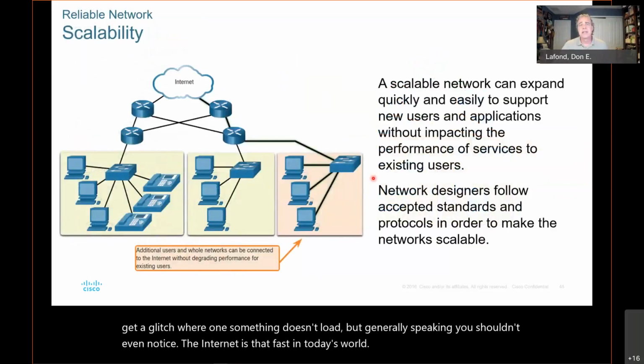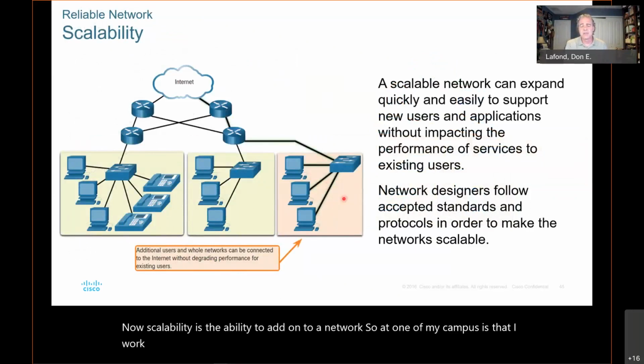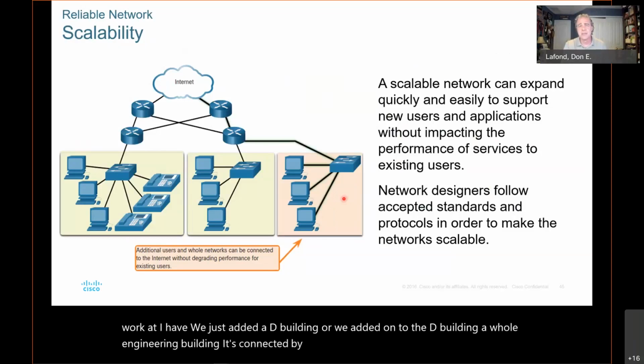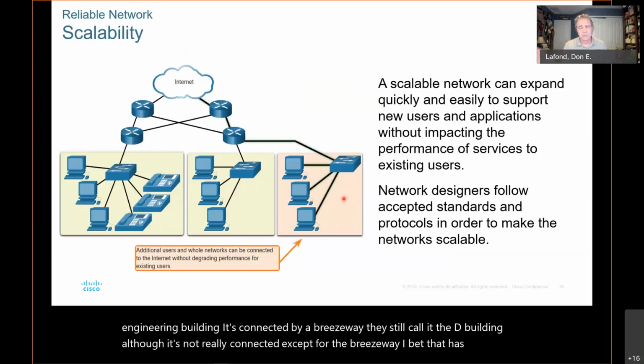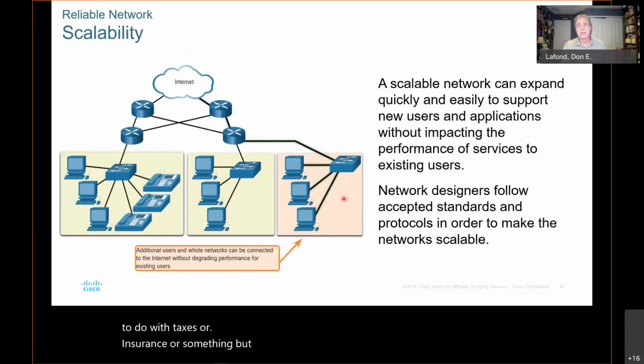Now, scalability is the ability to add on to a network. So at one of my campuses that I work at, we just added onto the D building a whole engineering building. It's connected by a breezeway. They still call it the D building, although it's not really connected except for that breezeway. I bet that has something to do with taxes or insurance or something. But anyway, so they're called the same building.